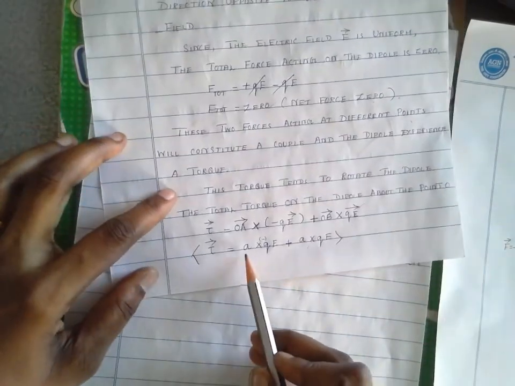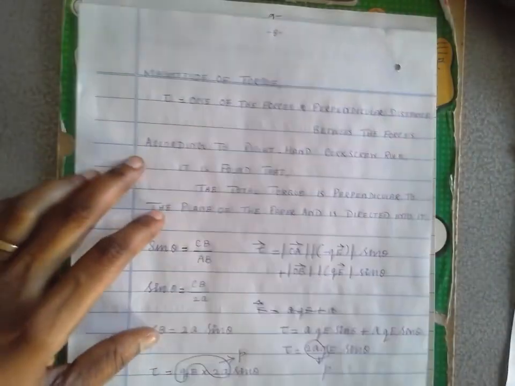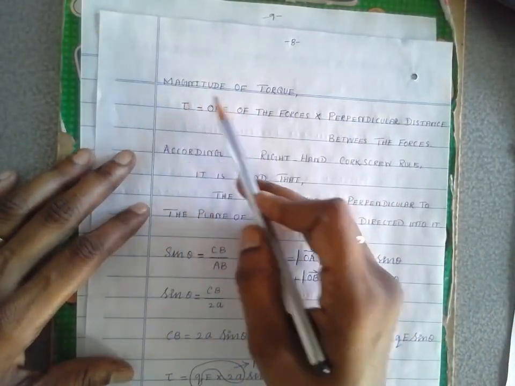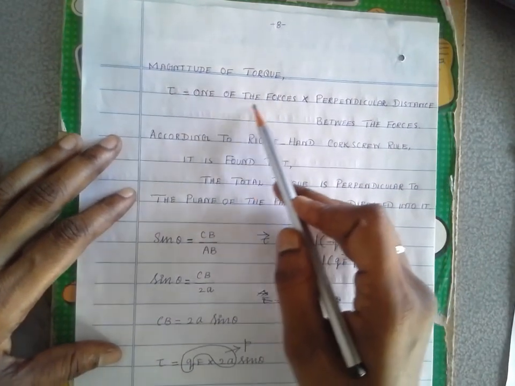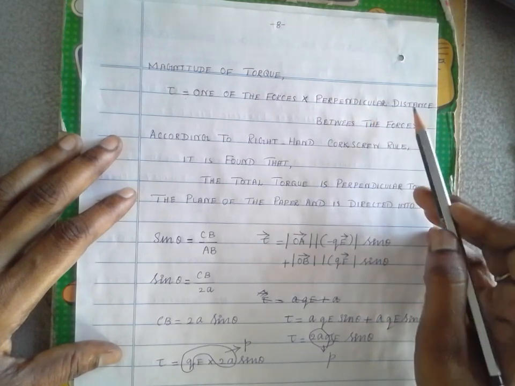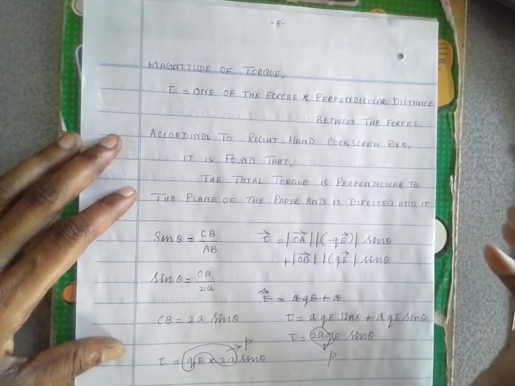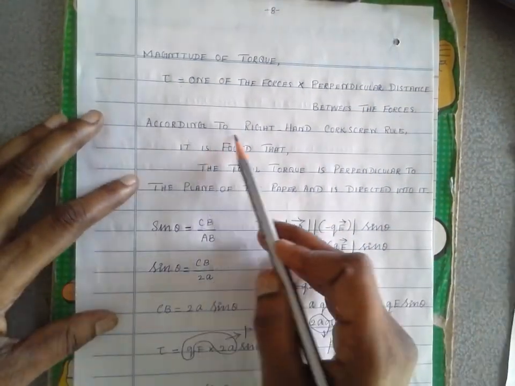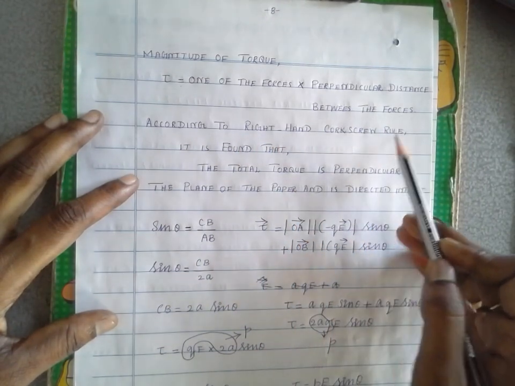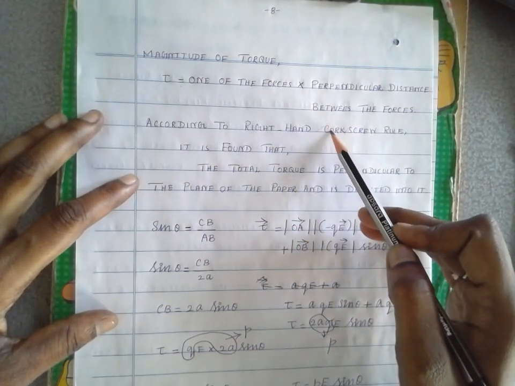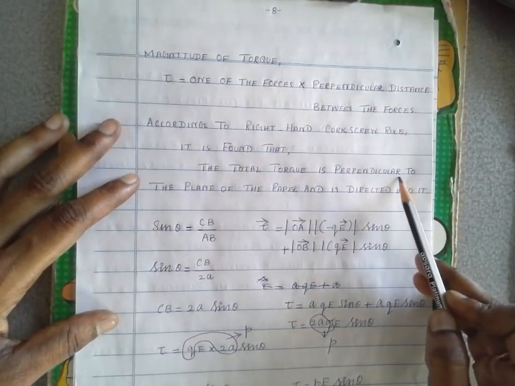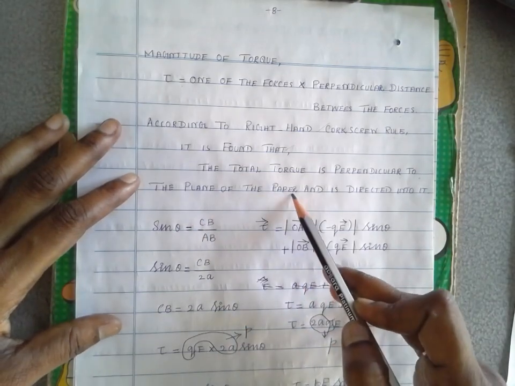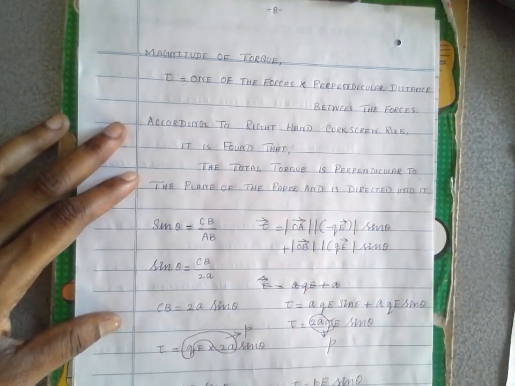I am writing the expression for torque like this because of the definition of torque, that is, the magnitude of torque tau is equal to one of the forces times the perpendicular distance between the forces. According to the right hand corkscrew rule, which we have already studied in 11th standard in chapter 2, it is found that the total torque is perpendicular to the plane of the paper and is directed into it.